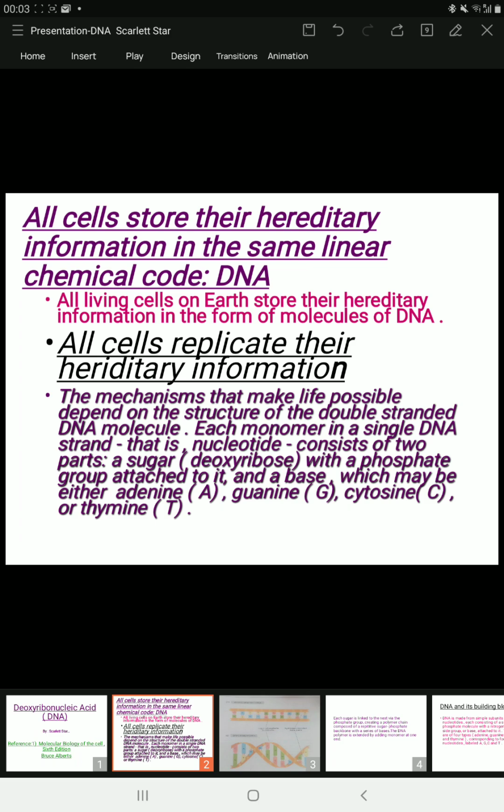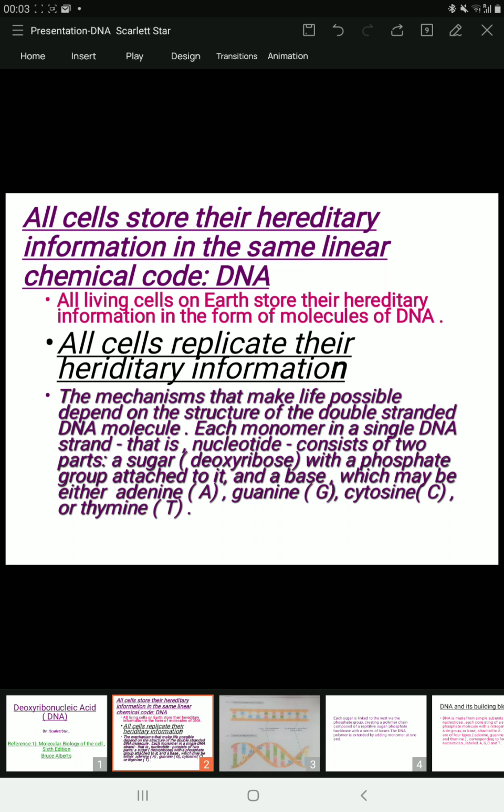And now we are going to basically discuss what is DNA. So all cells store their hereditary information in the same linear chemical code, DNA. Means all cells store their information in the DNA chemical codes that are nucleotides, which are going to pass to our cells like offspring. Like let's say if parents are containing that type of information, it is going to pass to offspring. So that's how it happens.